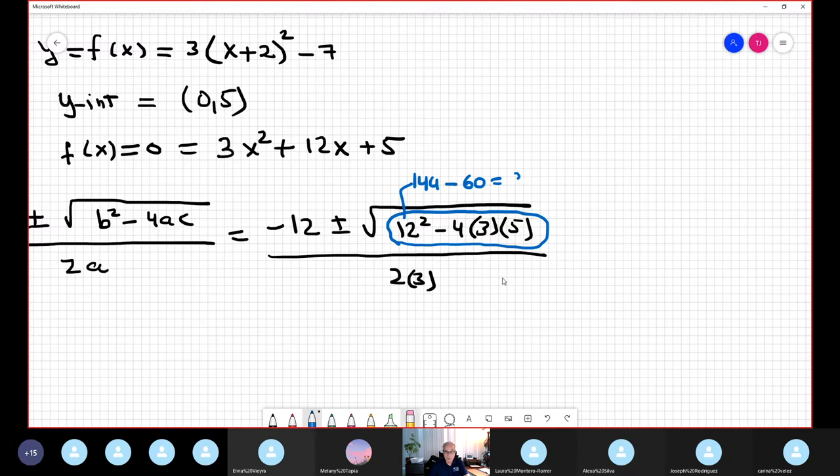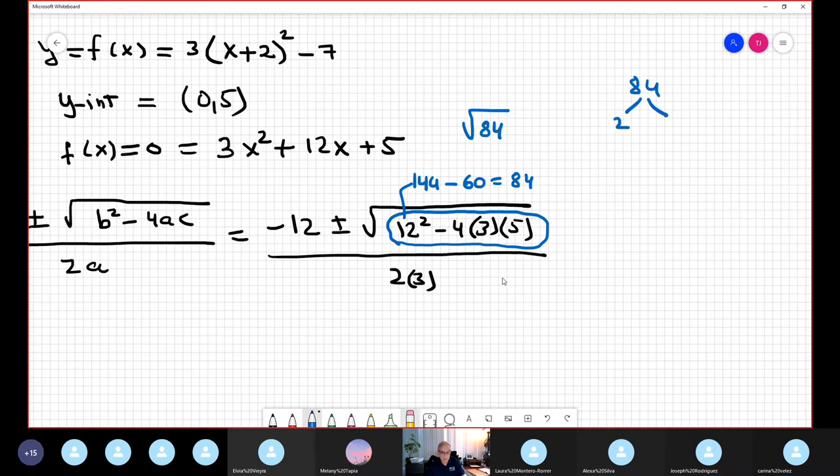And the subtraction is 84. I need to compute the square root of 84. When you see that, I know 84 is not a perfect square number. Therefore, the answer is real, for sure. But it's irrational, maybe. Let me try 84.